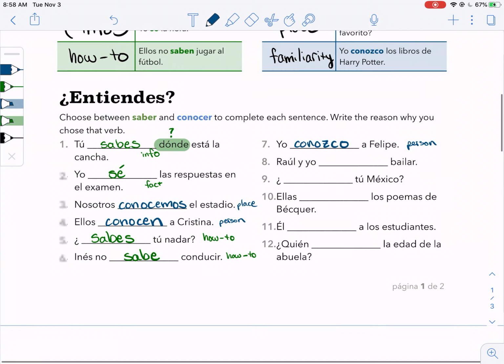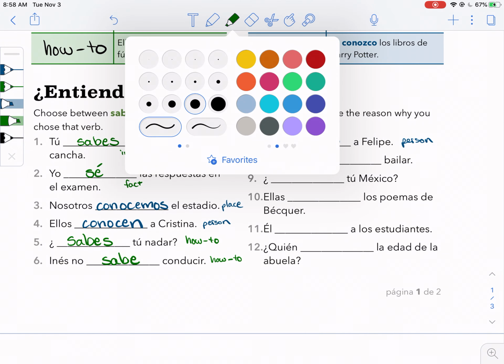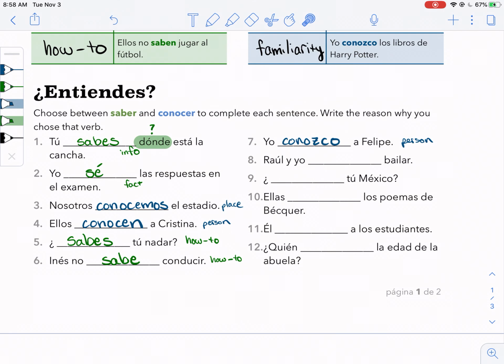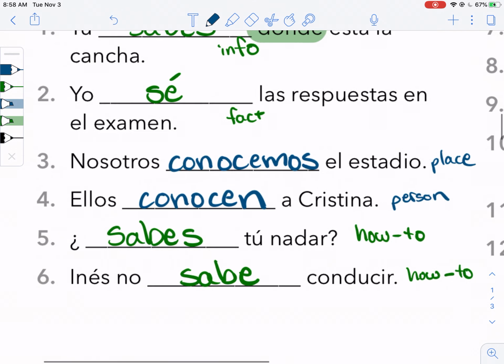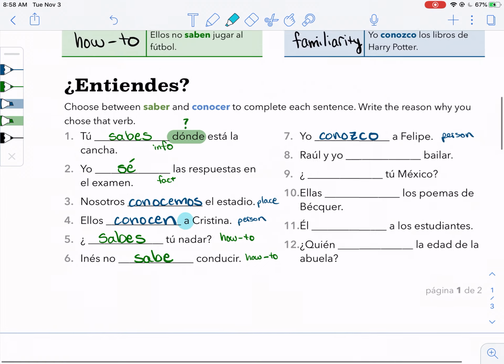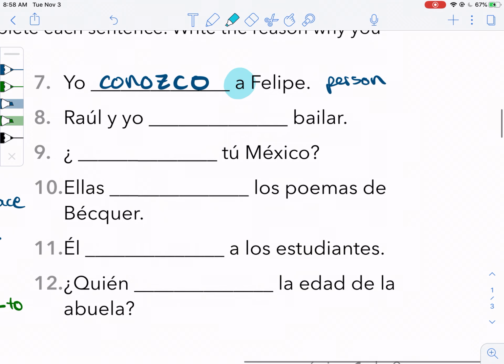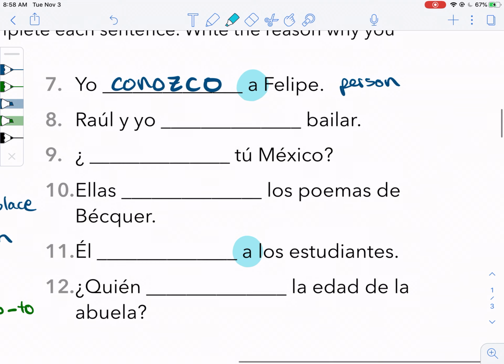Also, check it out. Whenever we have a person, we have that personal a right here. Ellos. So in number 4, we had it. Ellos conocen a Cristina. Yo conozco a Felipe. It also shows up again, number here and number 11, el something a los estudiantes.